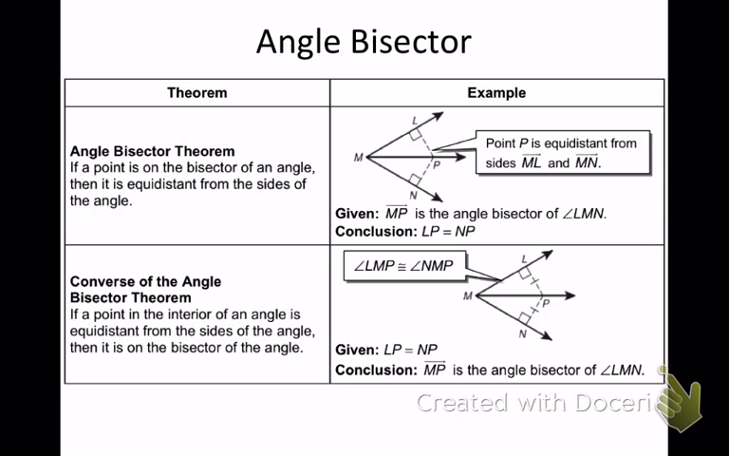Next part here, angle bisector. Who remembers what an angle bisector does? Cuts an angle in half. So if a point is on the bisector of an angle, then it is equidistant from the sides of the angle. So again, that means these sides would then be the same. Now the converse of the bisector theorem says, if the sides are the same, what do we know about the line then? Well, the line's going to be an angle bisector. So it just kind of flips it around.